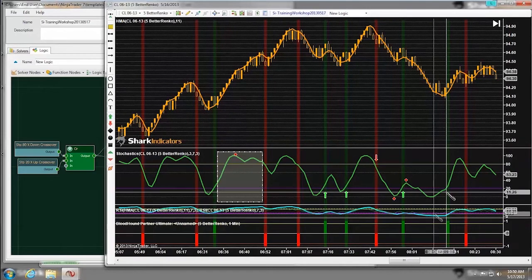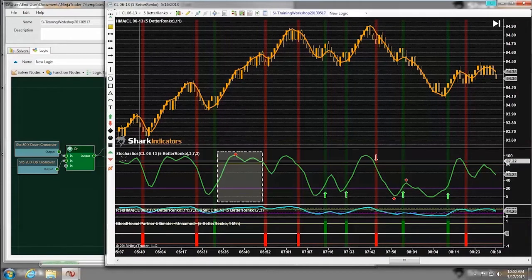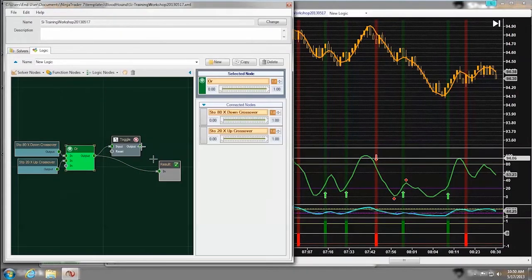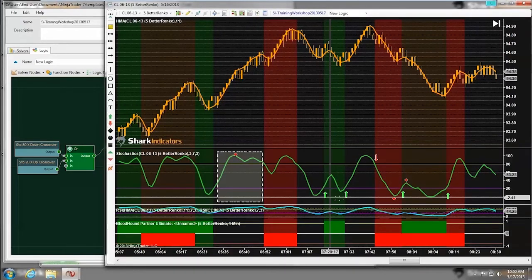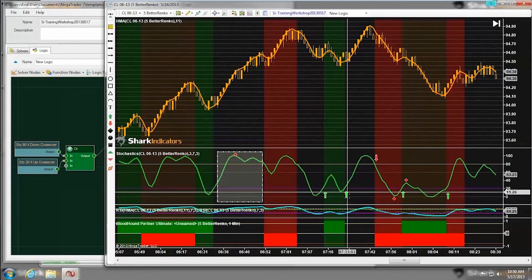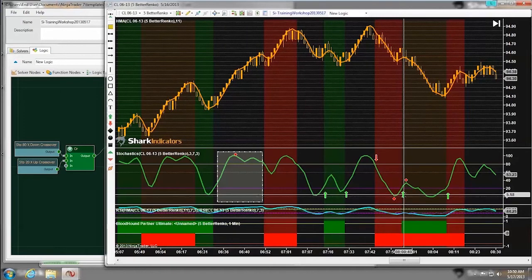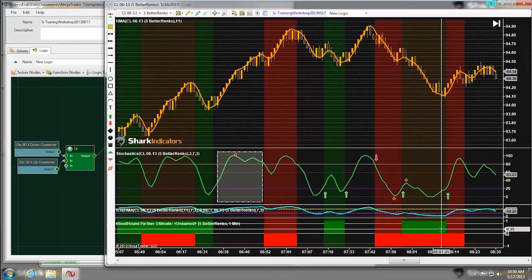And I'll mark another one there. And so in toggle mode, right, so we're in toggle mode right here. We can see this long signal came in, it toggled on. Another long signal came in, it toggled off. Right, so it's just toggling on and off whenever a long signal comes in.